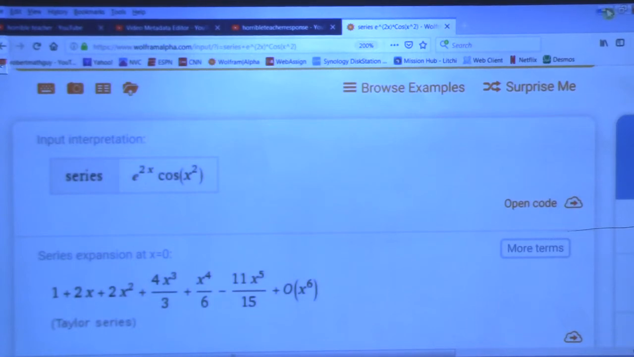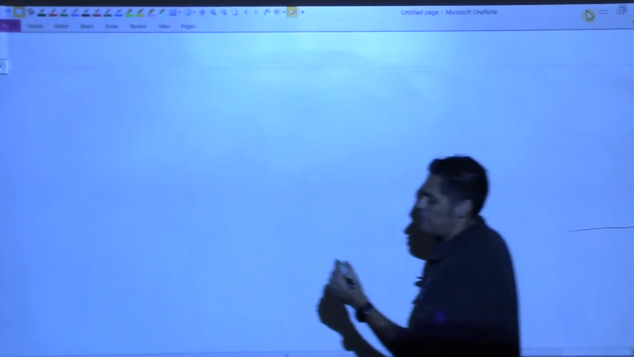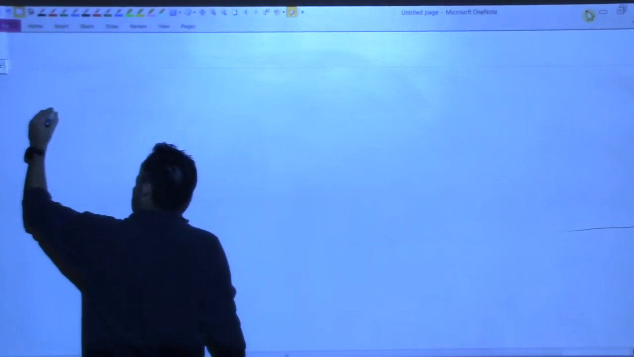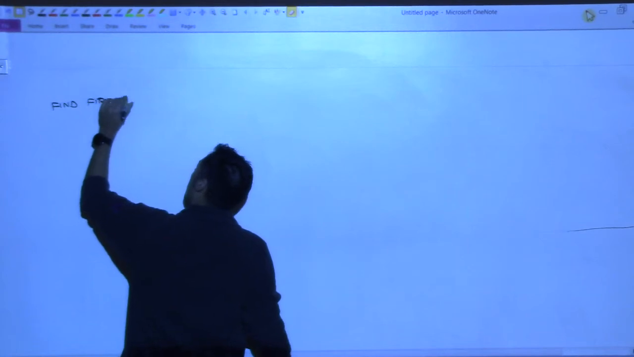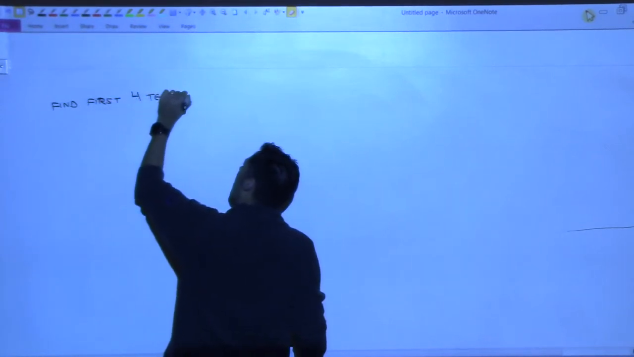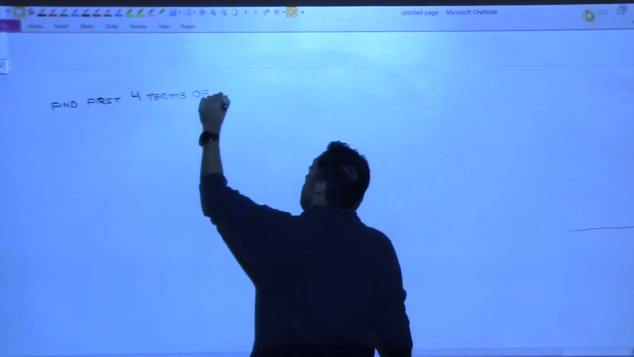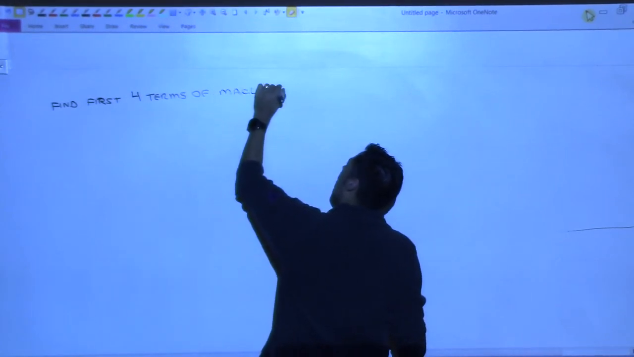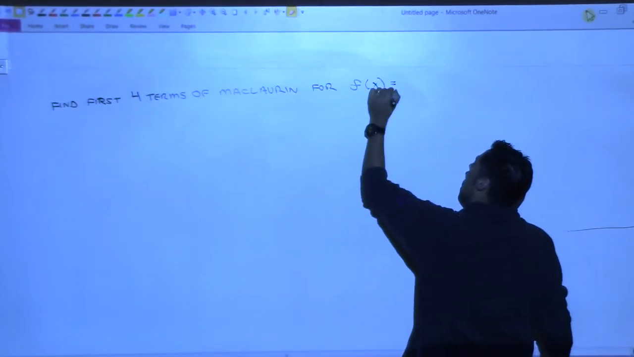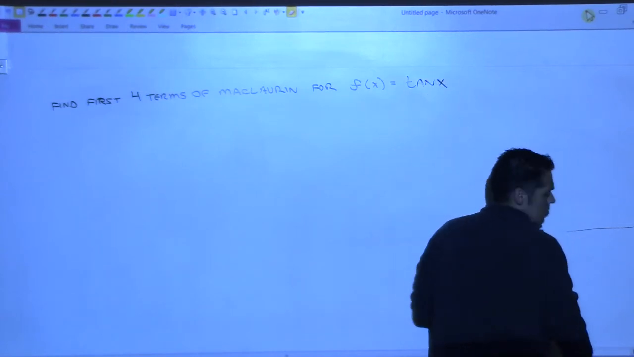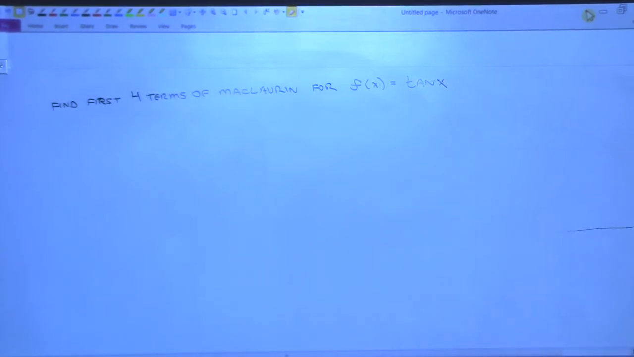I'm not going to do this problem completely. Well, no, I am going to do this one. Sorry. All right. For this one, I'd like us to find the first, let's say, 4 terms of the Maclaurin series for f of x equals tangent of x. So tangent of x is not on page 484.